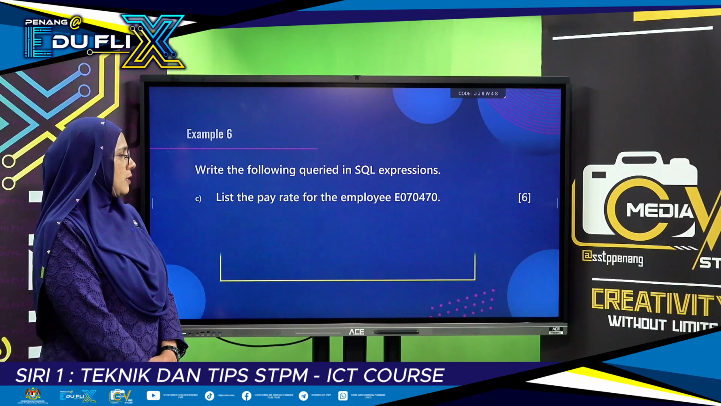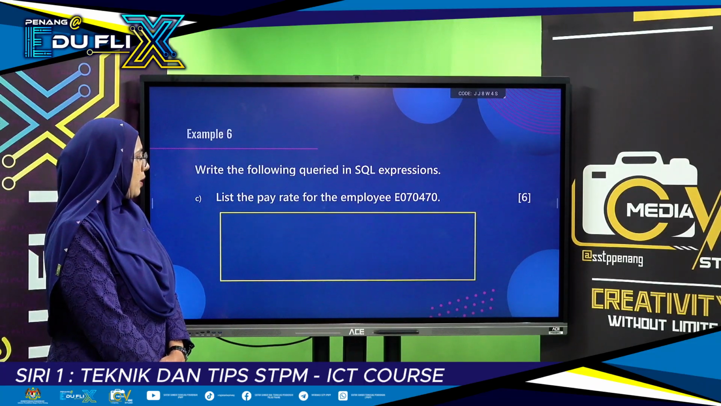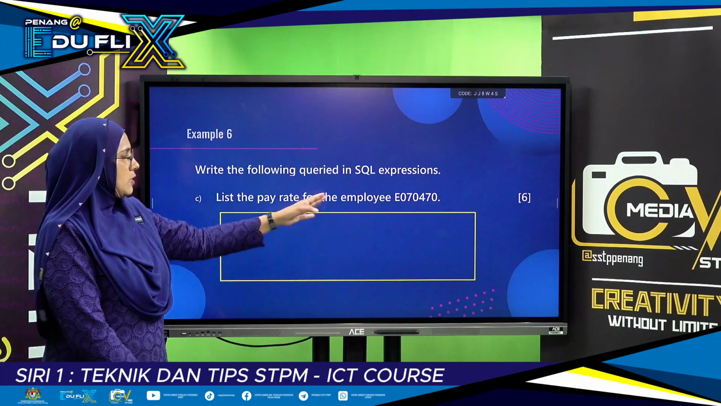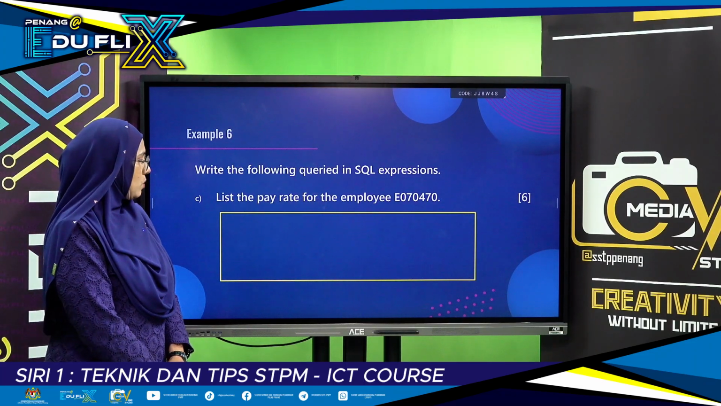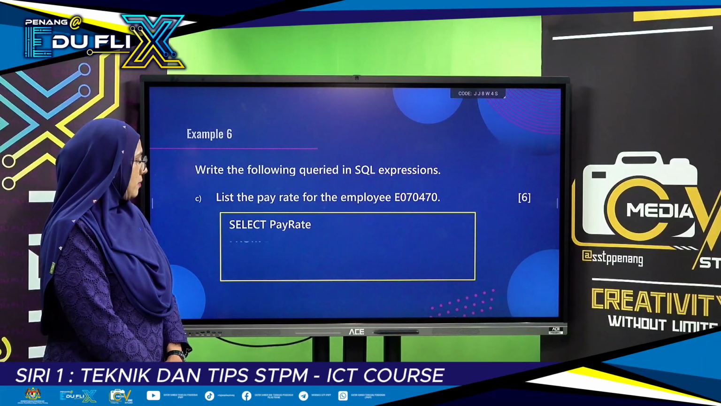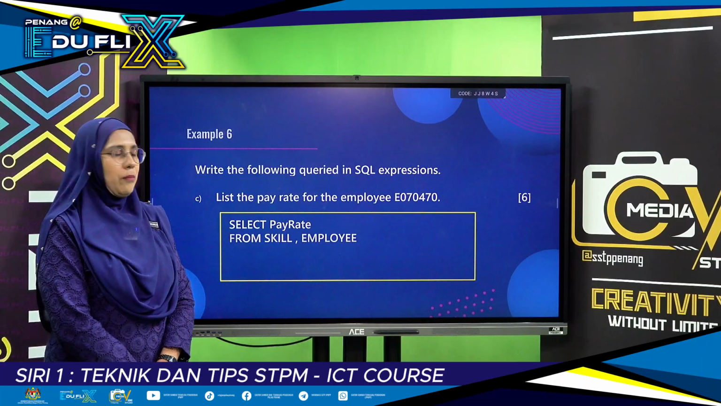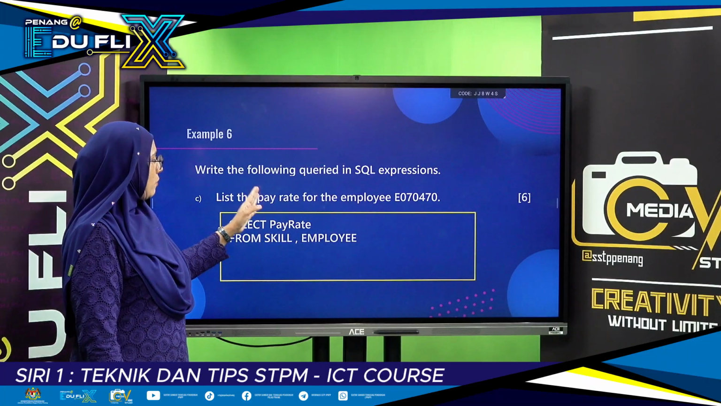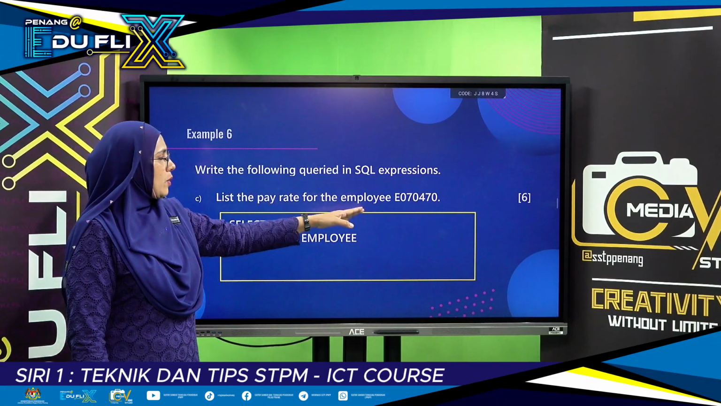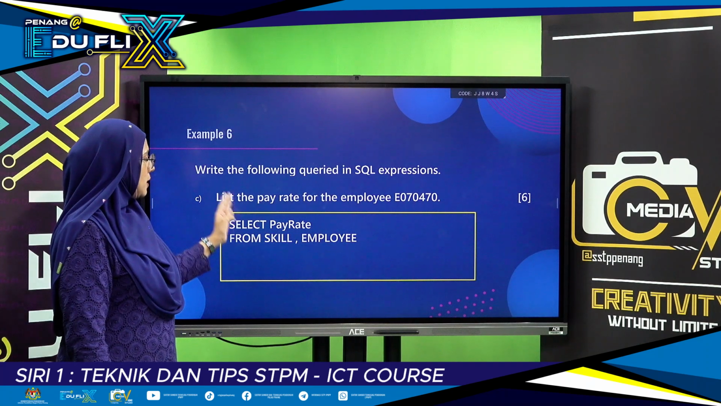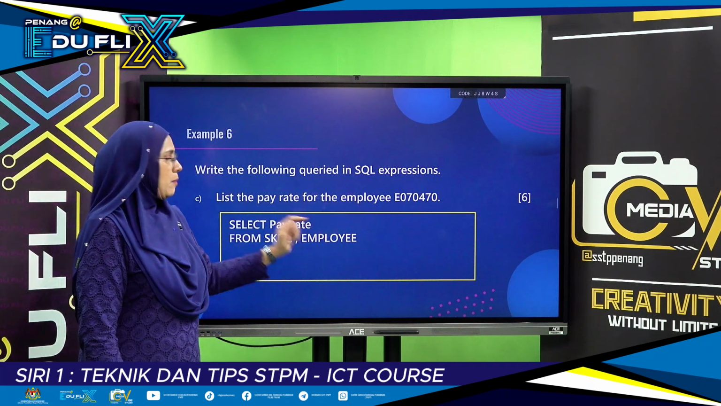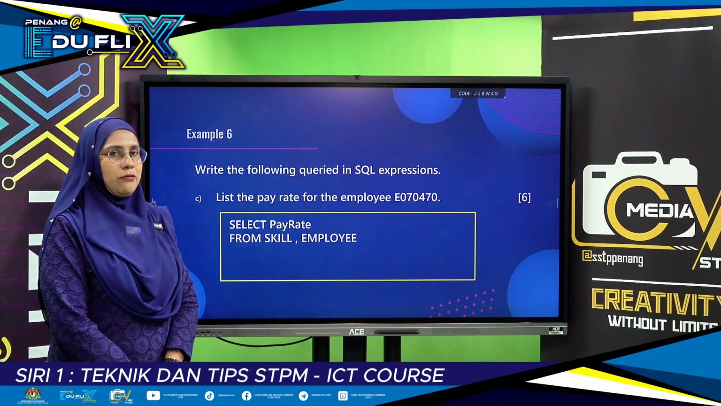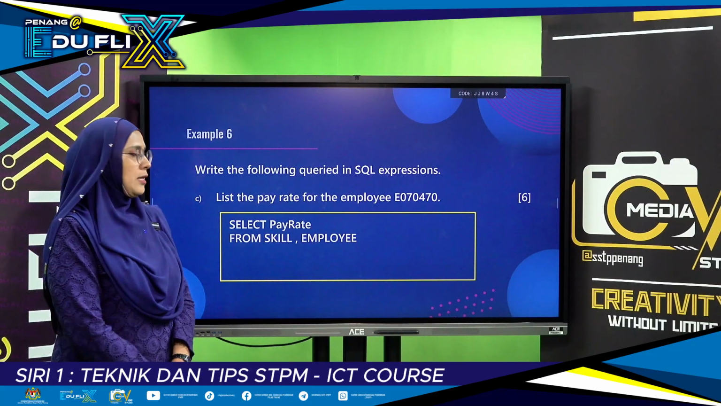Okay, the next question: list the pay rate for employee E070470. Condition given, employee number. So, select pay rate from skill, employee. Why are there 2 tables? Because now you have to get the pay rate and employee. Pay rate is from the skill table, employee is from the employee table. 2 different tables are involved, so you have to list the tables involved, from which table we get this data.